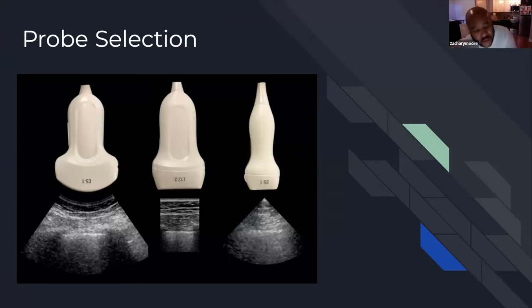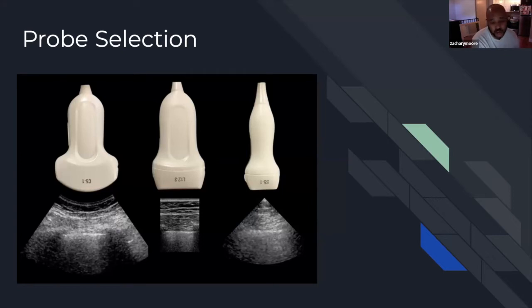Next, we have to discuss probe selection. On the left, you see there's a curvilinear. In the middle is a linear, and to the right is a phased array. Most of the time, you're going to use a curvilinear. It's a low frequency, about 1 to 5 megahertz. It gives good penetration, up to about 22 centimeters, I believe. And the larger footprint allows us to see a larger field of the pleural surface.